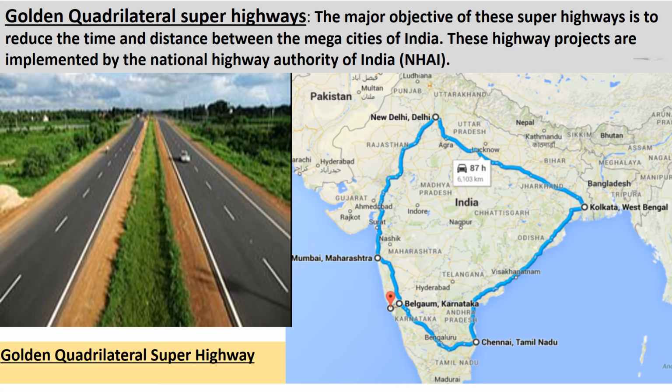Golden quadrilateral super highways. The major objective of these super highways is to reduce the time and distance between the mega cities of India. These highways projects are implemented by the National Highway Authority of India, that is NHAI. In the given figure you can see the image of golden quadrilateral super highway, and in the next image you can see the map of India, and the super highways of quadrilateral are connected to Mumbai, Maharashtra, Chennai, Tamil Nadu, Kolkata, West Bengal, and then New Delhi, that is in Delhi.